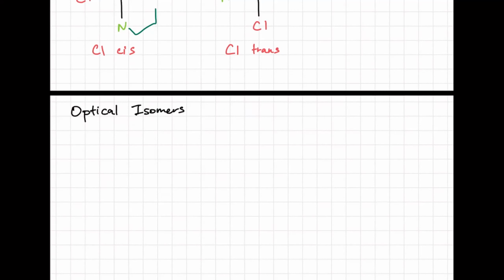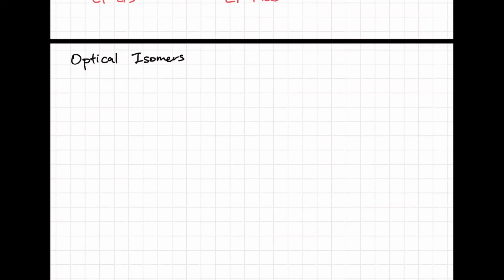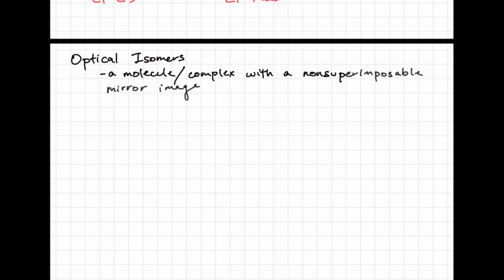Optical isomers, she may have said this definition in class, but the most basic, the one-liner definition is a molecule or complex with a non-superimposable mirror image. All right, sorry about that. I have no idea what's going on with my voice. But let's break down what this definition means. Non-superimposable, I think that's a big word.